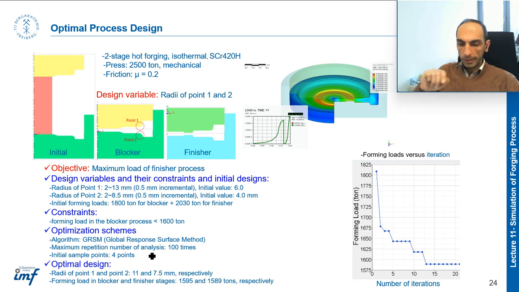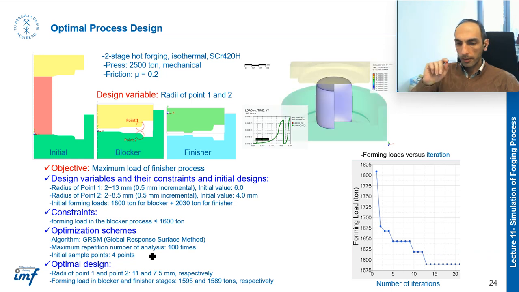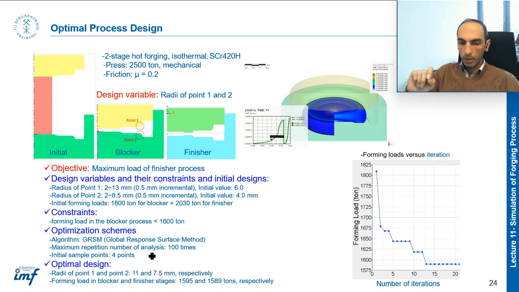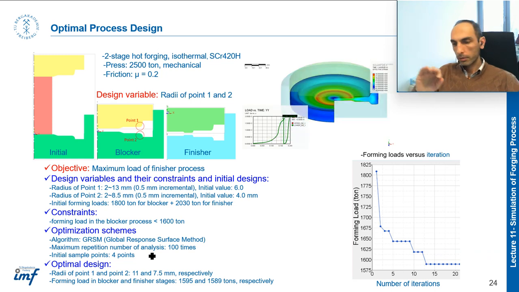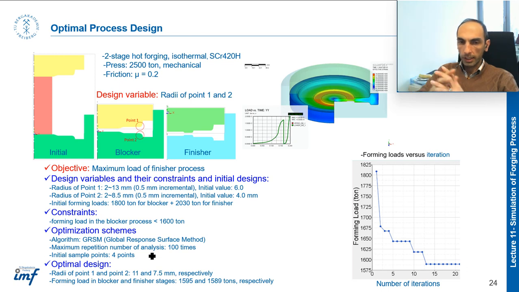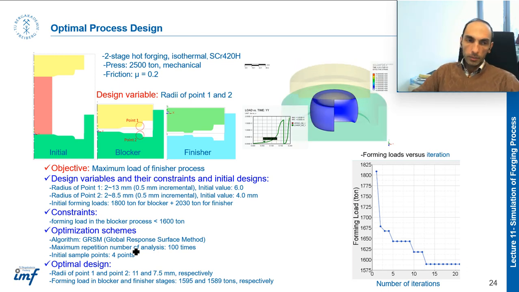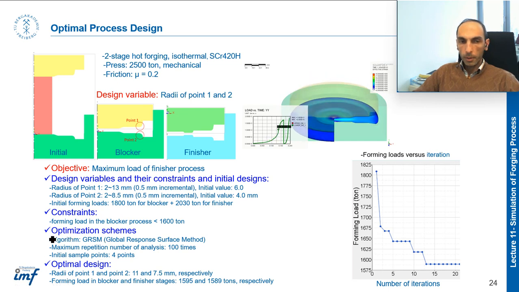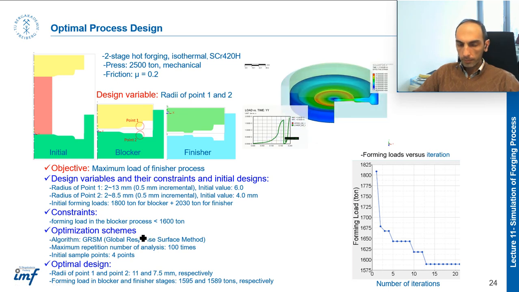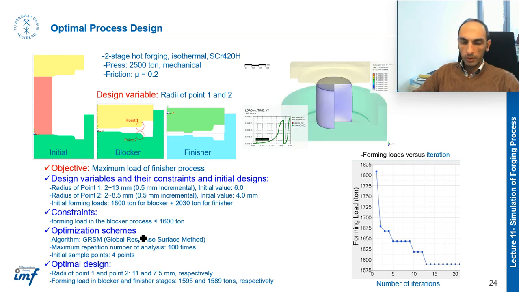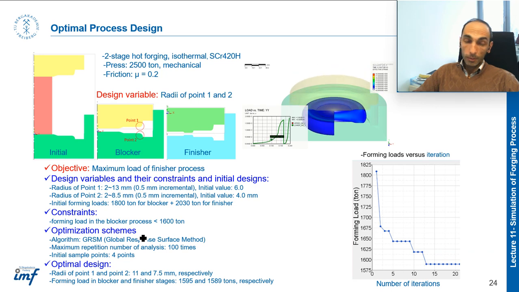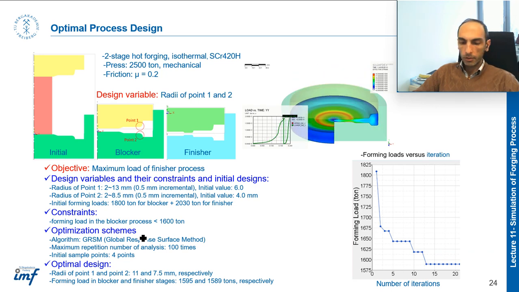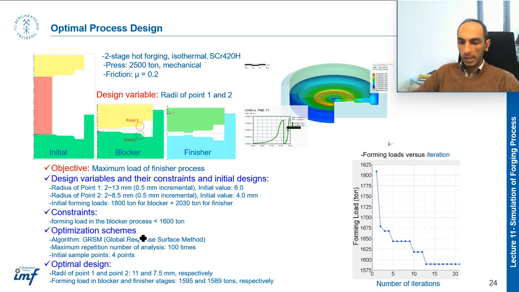But still you cannot be sure that that's the exact minimum, because maybe the minimum would be nearby that value, but not exactly that one. So sometimes we can use the optimization schemes. Some of the simulators have an optimization scheme by themselves, it's included in the package.